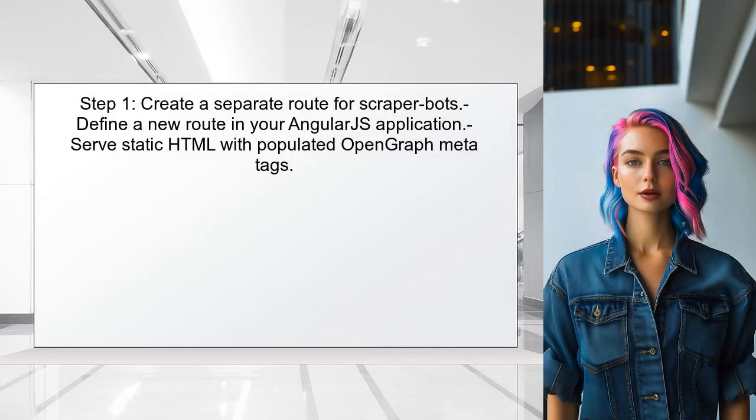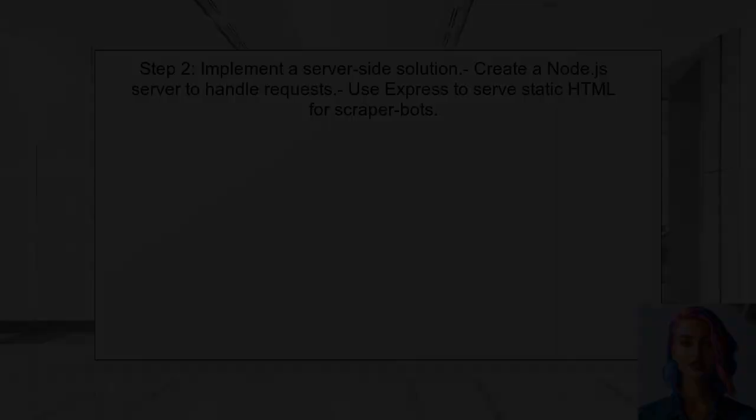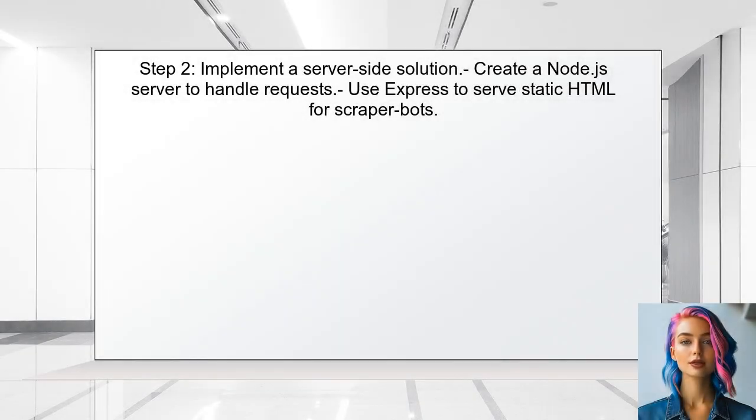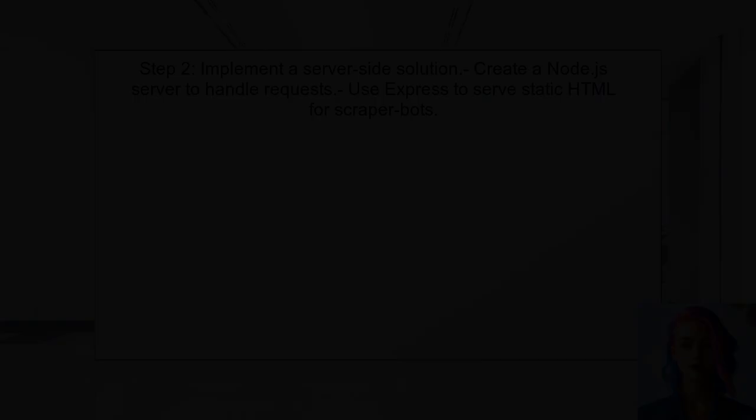To address the user's issue, we will first create a separate route for scraper bots. This will allow us to serve static HTML with the correct OpenGraph meta tags. Next, the user should implement a server-side solution. Since they are using HTTP server, they can create a simple Node.js server to handle requests from scraper bots.